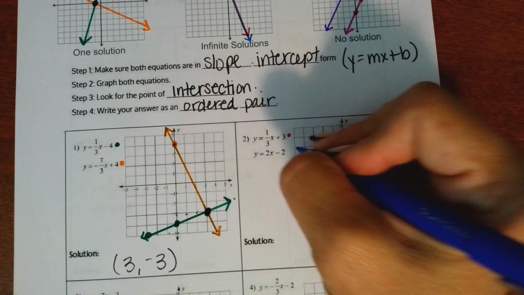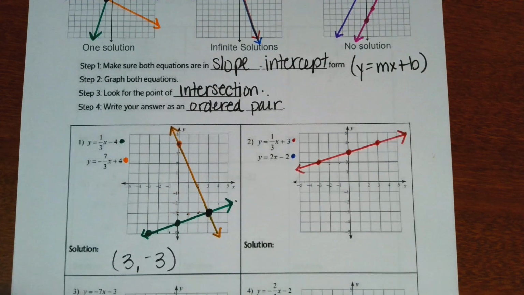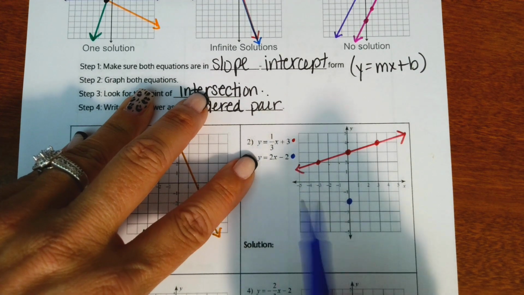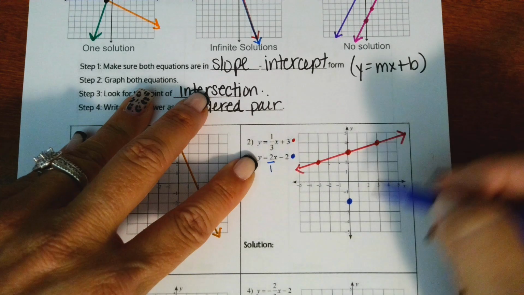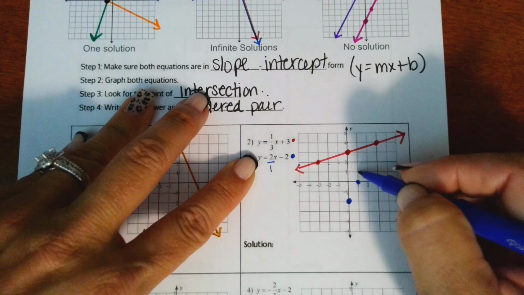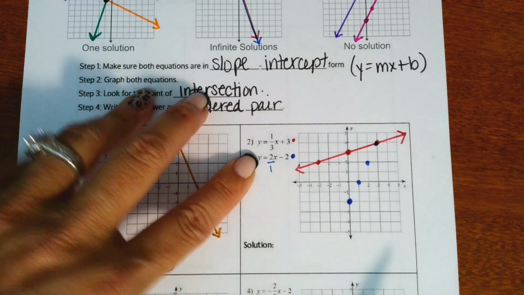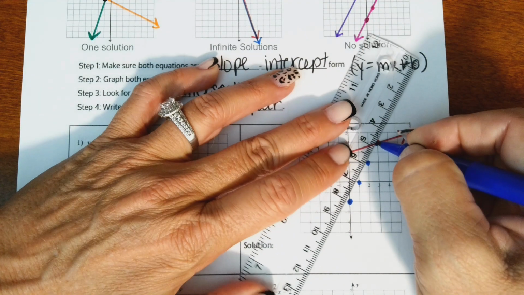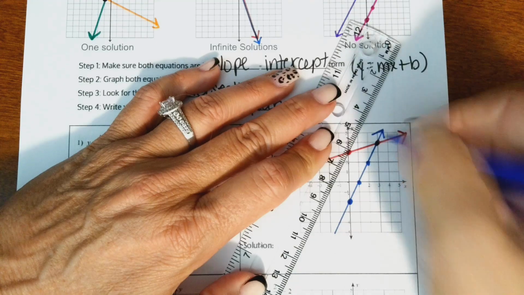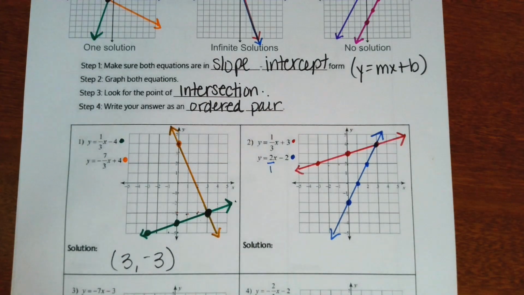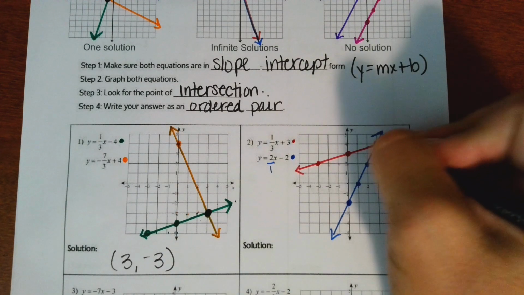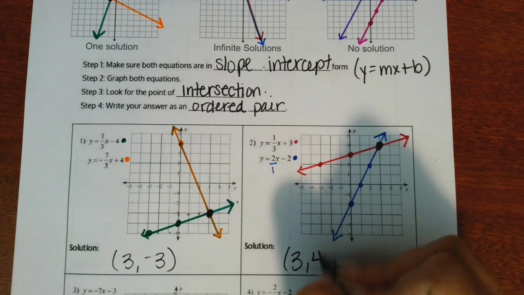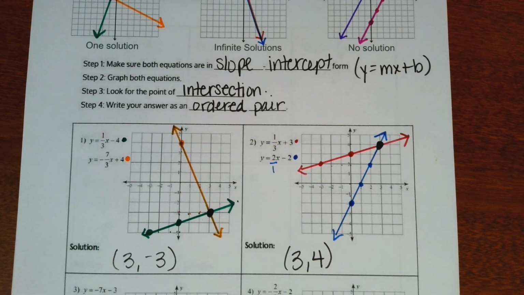Now we're going to graph the second linear function. This is what makes it a system, more than one. So -2. And then this slope is 2. And remember, that is the same thing as 2/1. So we're going to rise 2, run 1. And we're going to repeat that, rise 2, run 1. And there's that common point. So this one also has one intersection, and the solution is the ordered pair 3, 4.